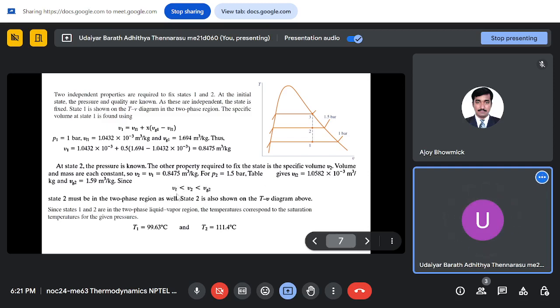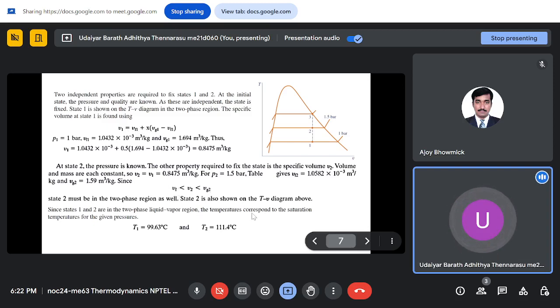So in this case, we know that specific volume V2, which is 0.8475, is lying between Vf2 and Vg2. So that means it is in a two phase. So you see the specific volume at state 2 is greater than the saturated liquid specific volume, and it is less than the saturated vapor specific volume. So it says that it is in two phase. So now both state 1 and state 2 are in two phase state.